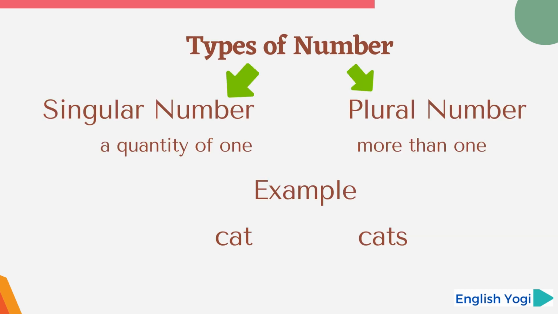So, types of number. It has been divided into two major categories. One is singular number and the second is plural number. So what is singular number? Singular number means a single quantity, a quantity of one. And what about plural number? It is more than one. For example, cat is singular, and it is in one quantity. On the other side, cats is plural.